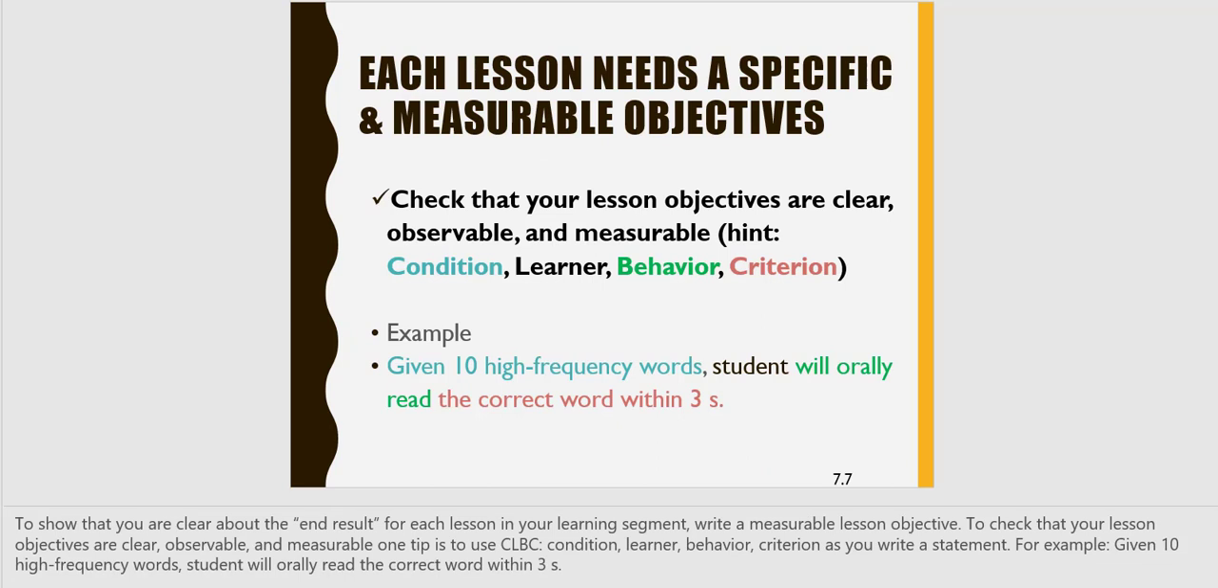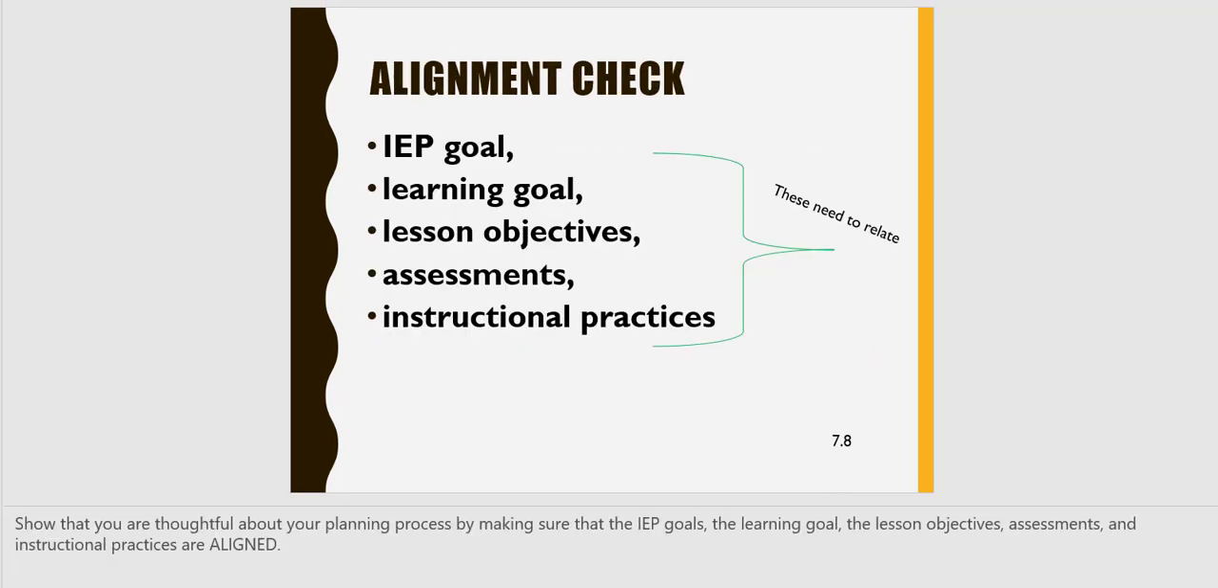Each lesson in your learning segment needs a specific and measurable objective. Check that your lesson objectives are clear, observable, and measurable. Think about using a condition, behavior, and criterion. For example, given 10 high-frequency words, the focus learner will orally read the correct word within 3 seconds.